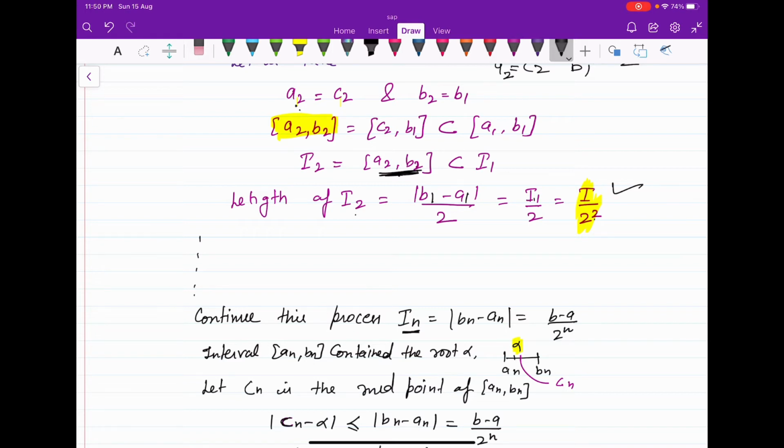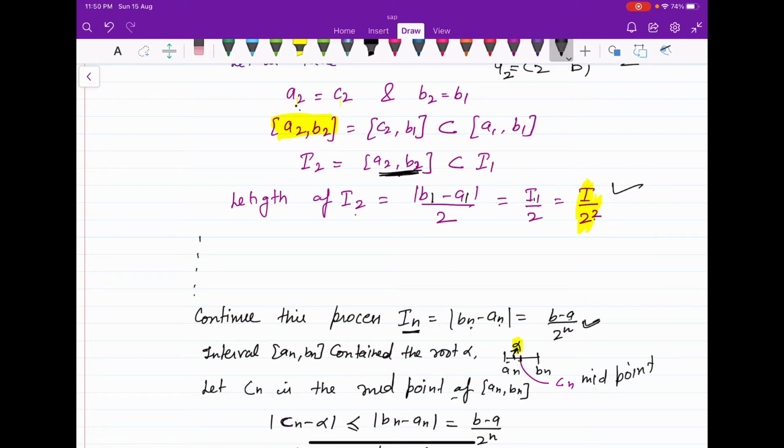So the length of the interval is Bn minus An, and we can write it in terms of the original interval: (B minus A) upon 2 raised to the power n, for a total of n steps. So the interval An Bn contains the root alpha. Alpha is lying inside the interval AB. Obviously, let us take Cn as the value. This is the alpha point, and Cn is the midpoint of An Bn.